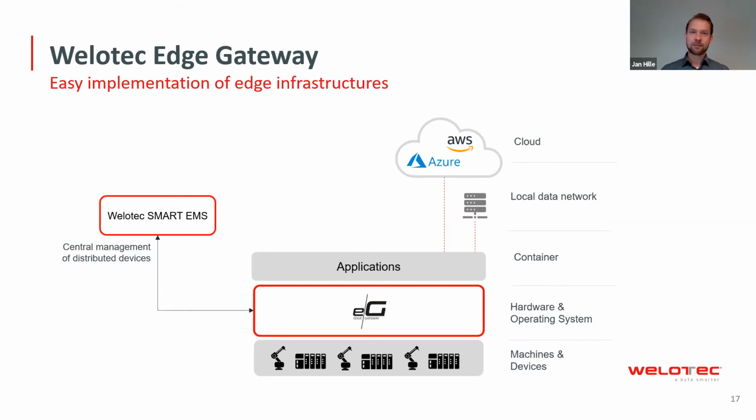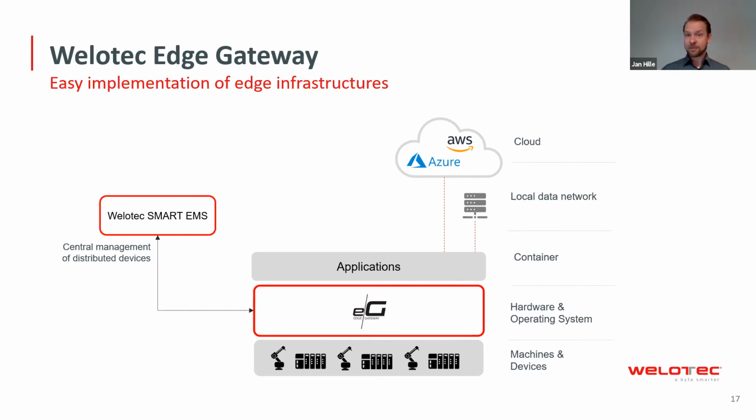So let's have a short technical look onto this infrastructure solution. You place this edge gateway in your application, for example, in your machine, by just placing it into the cabinet. It's a DIN rail mount device. And then you connect all your assets to our edge gateway using the interfaces which Jules just described.